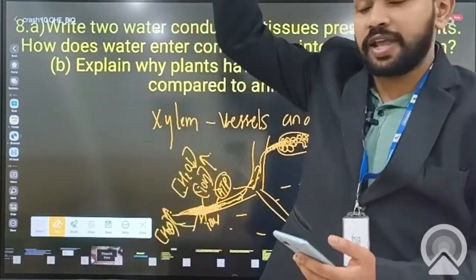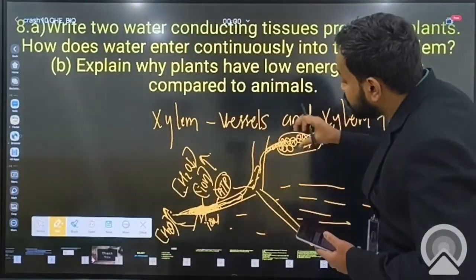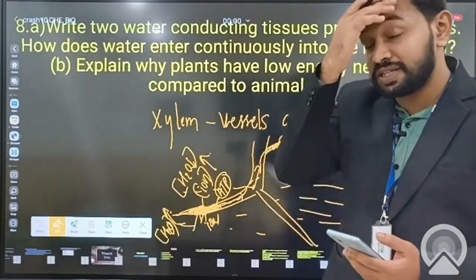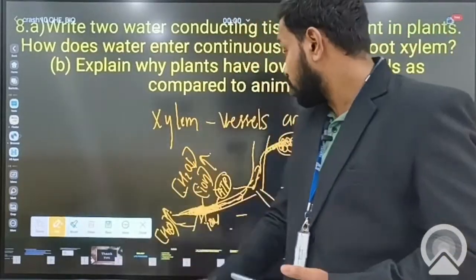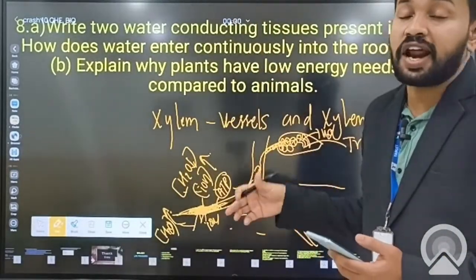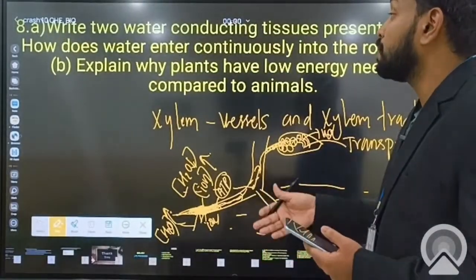The water is pulling. Here is the water loss, and here the pulling takes place. This theory is called transpiration pull. These are the two methods for transport of water and minerals in plants.